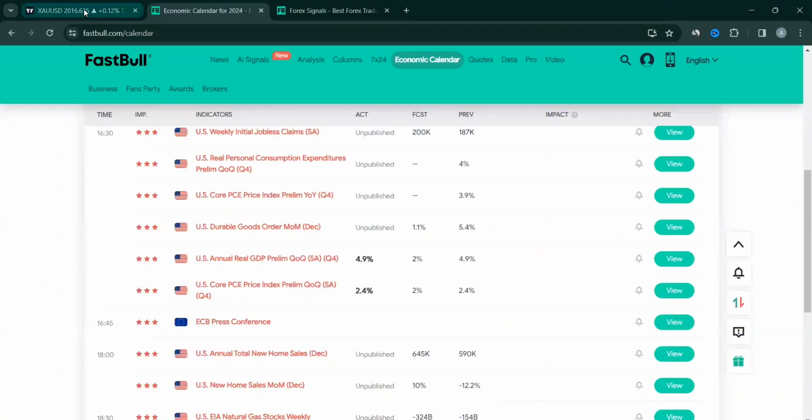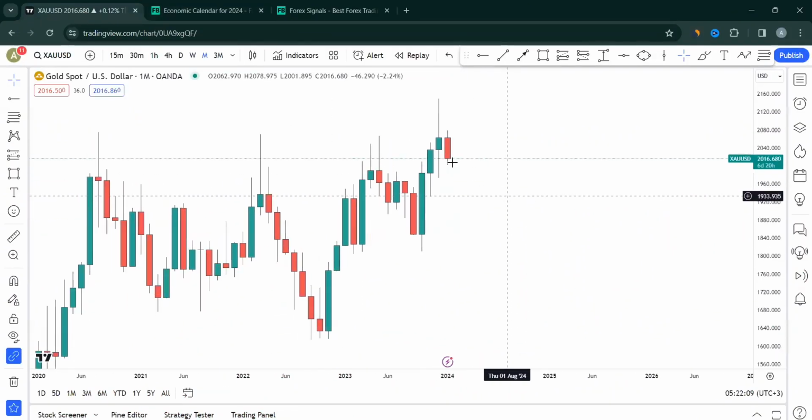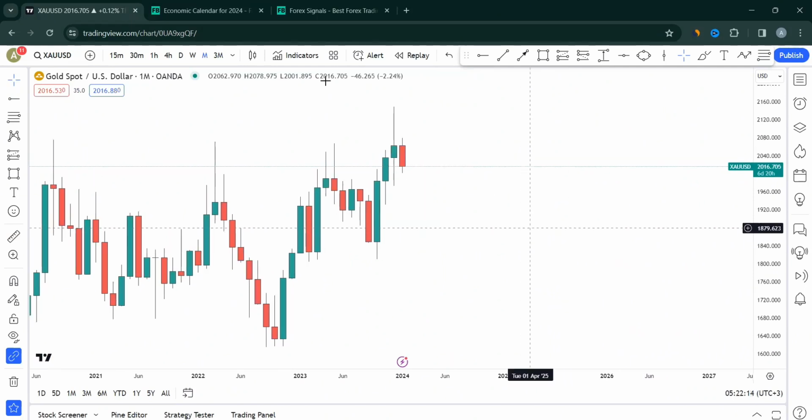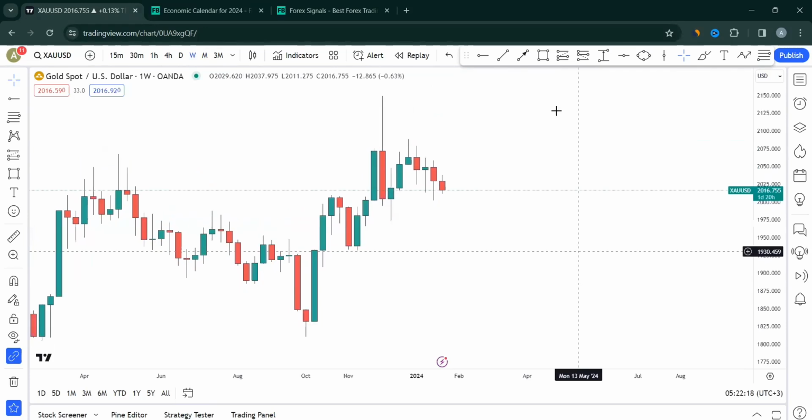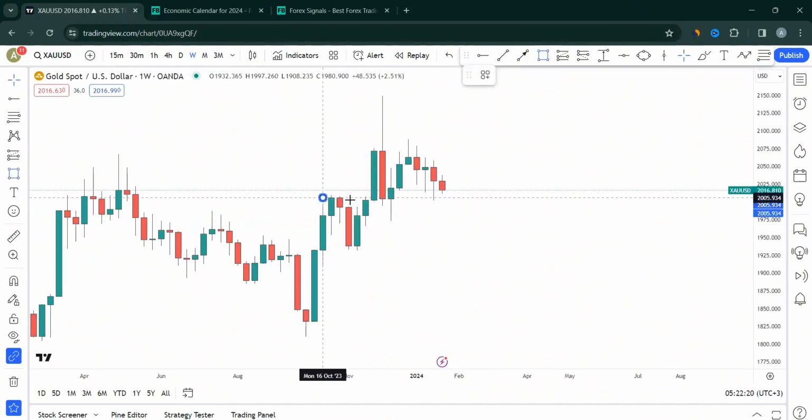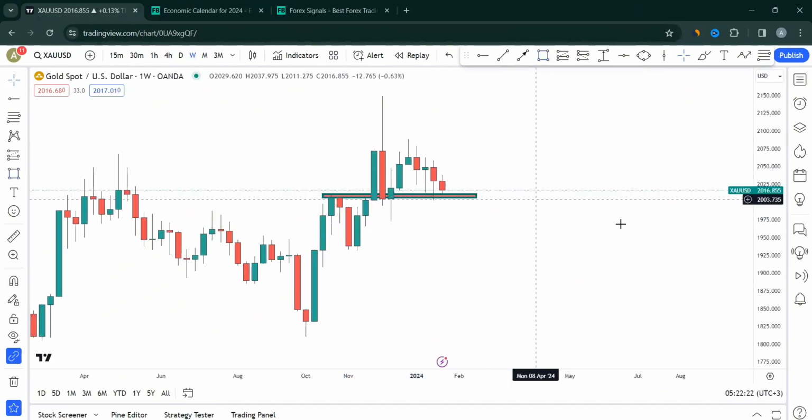So let's go back to the chart. Now, I'm going to be using gold, and I'm going to be using one of the analyses that we sent out. Actually, the last time we spoke about gold, I told you guys I wanted gold to come back and retest this area here because it was not tested.